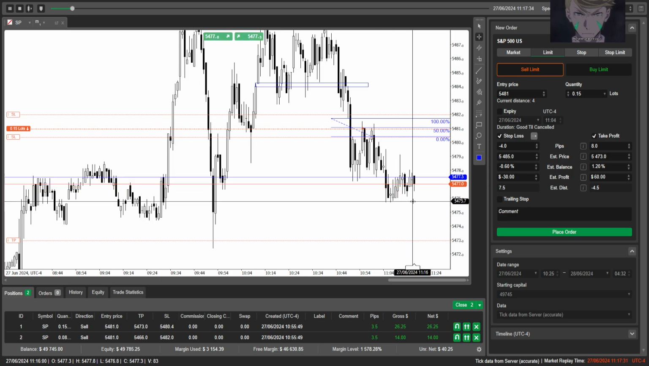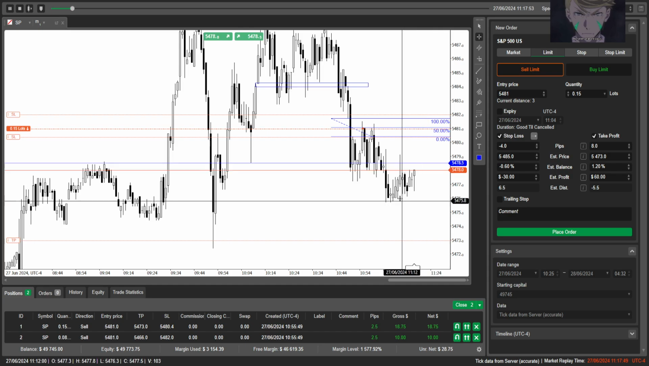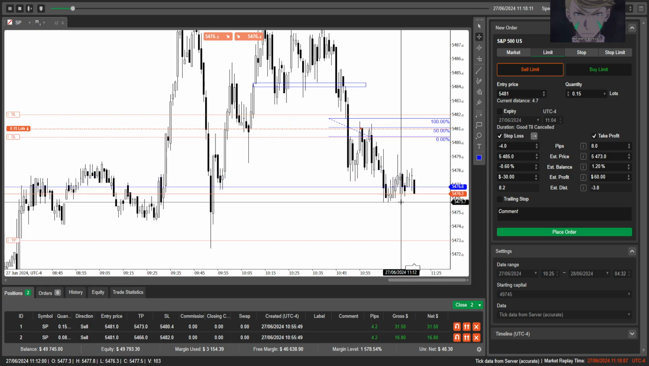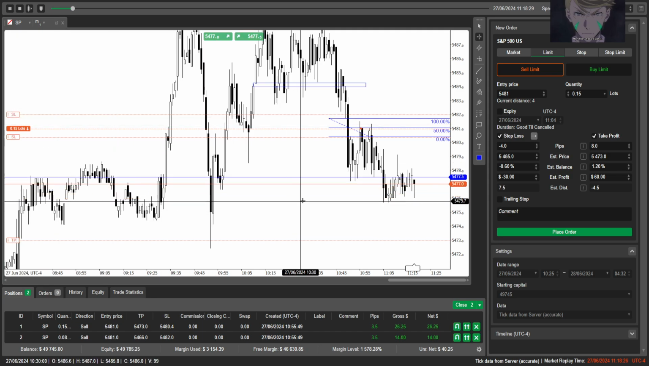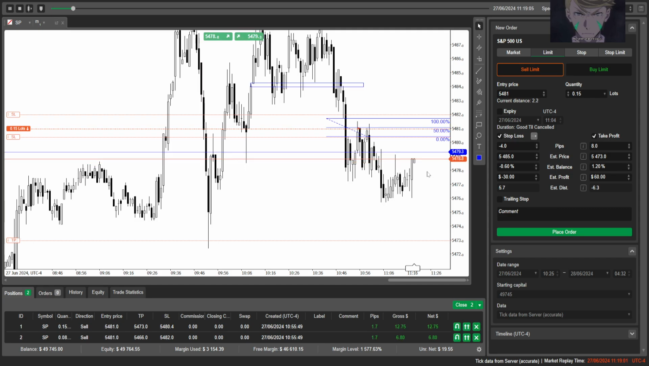So if price can successfully close below this, equal to the short term lows from here, 5.7, we'll adjust this one to break even, because at that point in time if that move cannot get to take profit, then there's no point securing risk at that point.